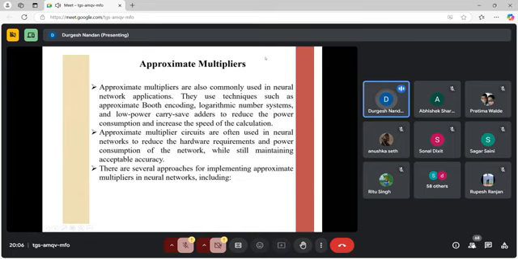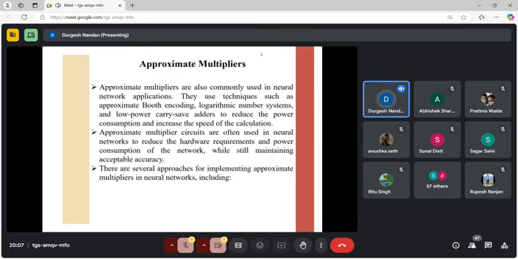Now we come to approximate hardware computing. There are majorly two components: approximate multipliers and approximate adders. One by one, we discuss what approximate multipliers are and the popular approaches for implementing them. Then we discuss what approximate adders are and the popular approaches to implementing them.